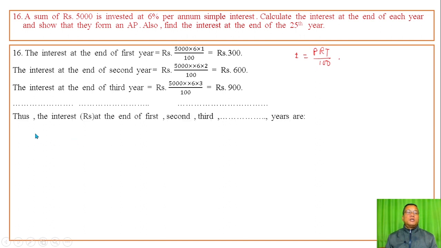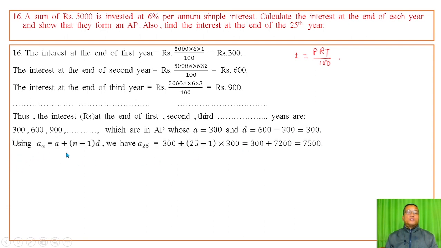Proceeding similarly, the interest in rupees at the end of first, second, third years are 300, 600, 900, and so on, which are in AP, whose first term is 300 and common difference is 600 minus 300, that is 300. Using this formula, A25 equals 300 plus 24 times 300. Simplify, we get 7,500. Thus, the interest at the end of 25th year is 7,500 rupees.